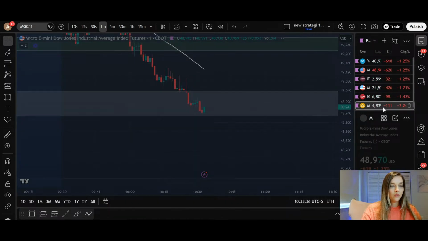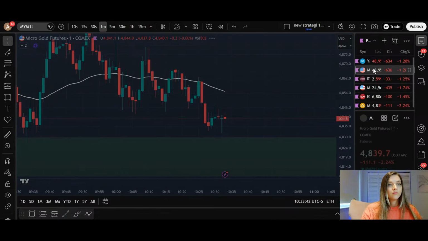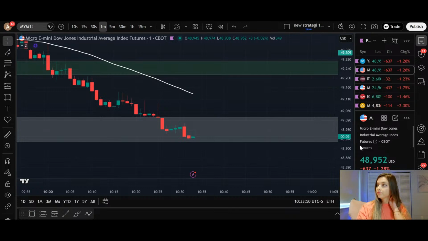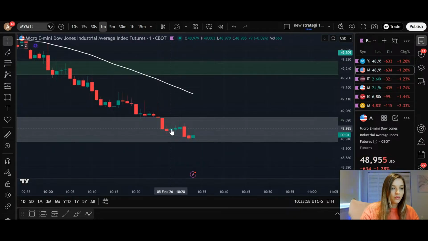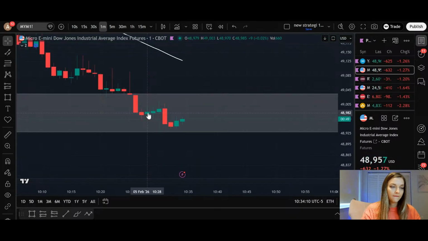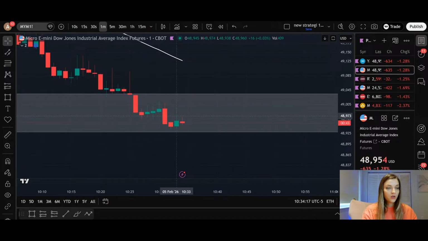Let's see what gold is doing. Oh, gold is still trying to reject this break even. So your stop loss was really very, very short. Like from here. Where was your stop loss? So you enter right here. So now you break even.